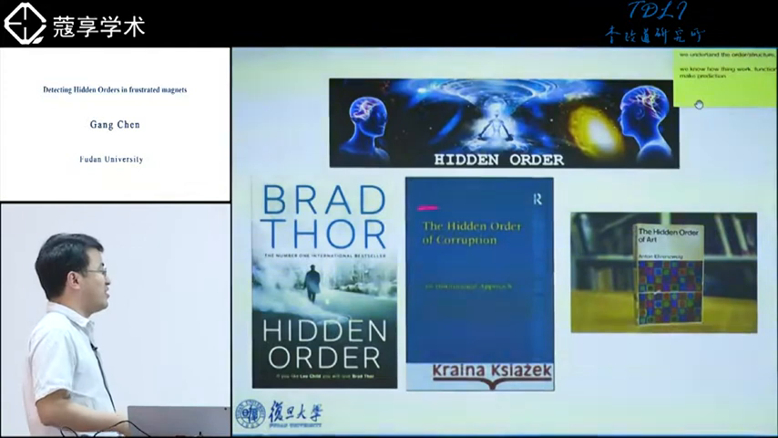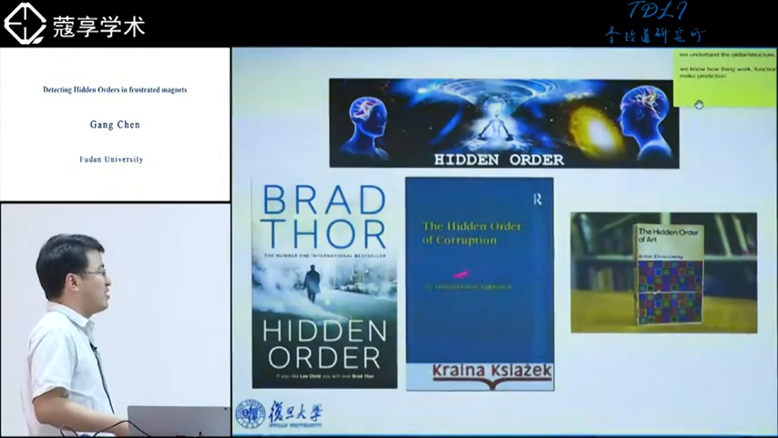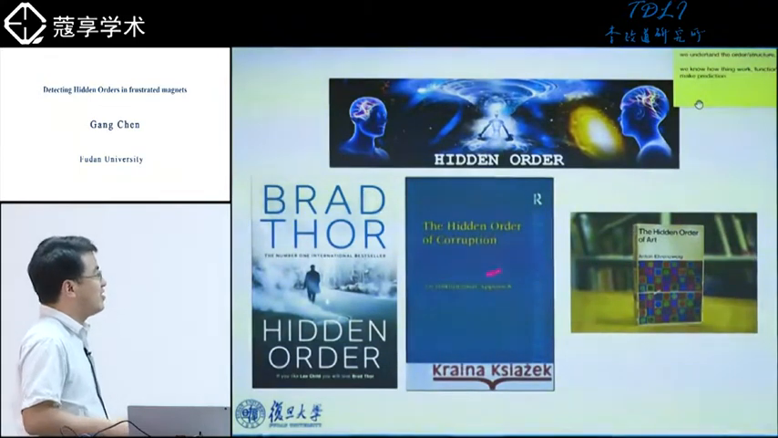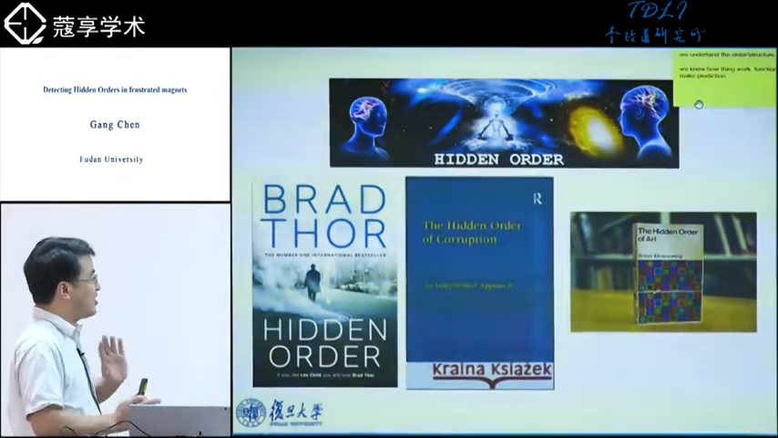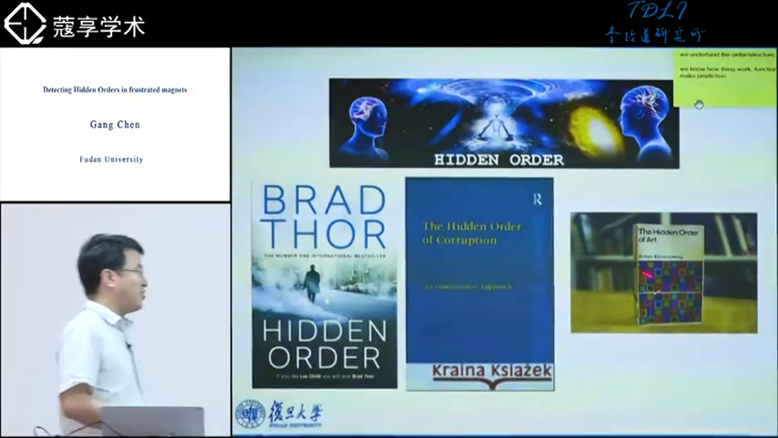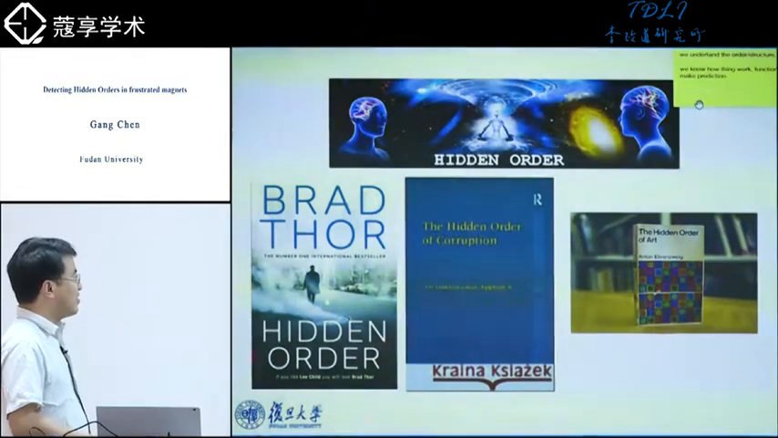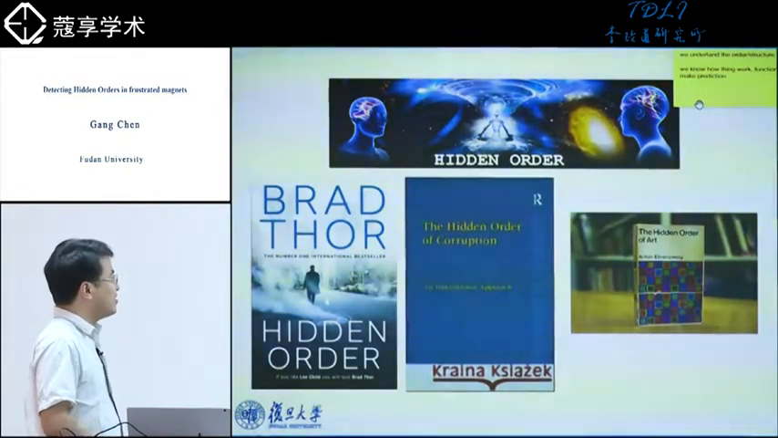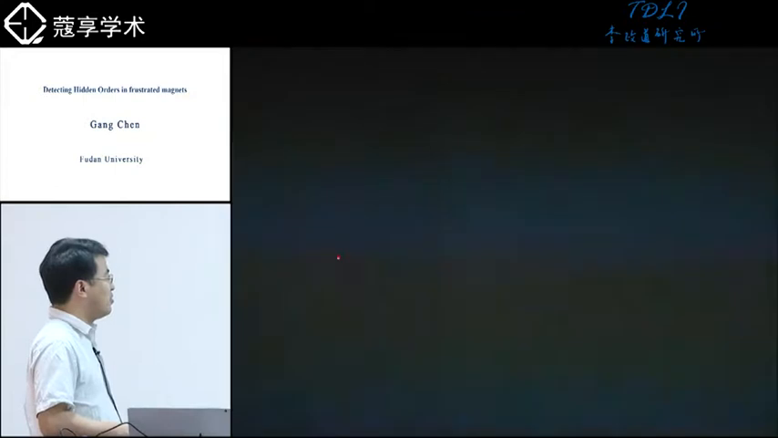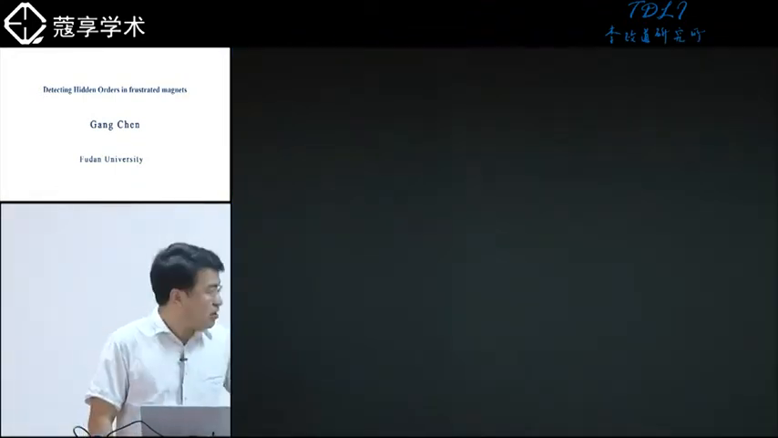It's also used to understand the structure of corruption in the government, where there's some underlying hidden structure you don't know, or the hidden structure in the organization of art. And this is a novel, Hidden Order, a bestseller, the number one international bestseller.